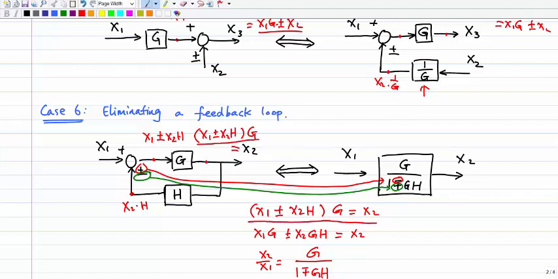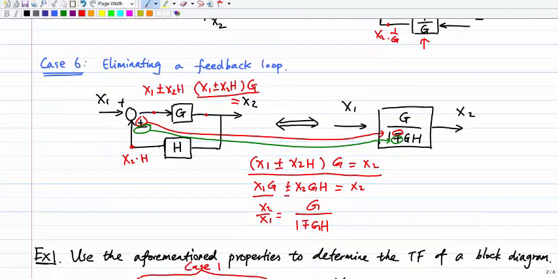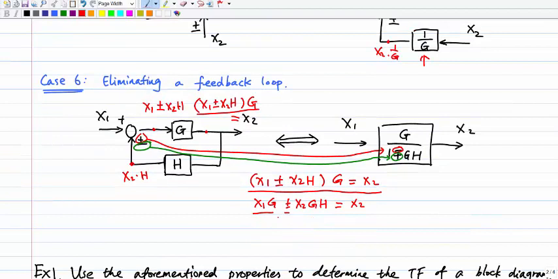That's why I have over here, x1 plus or minus x2 times h times g is x2. So we just do the multiplication. So x1g plus or minus x2gh is equal to x2. Okay, I'm doing one more step, a little bit complicated. So I have x1g equal to x2, because I moved this one to the right hand side. So plus or minus become minus plus x2gh. So this is x2 times 1 minus plus gh.